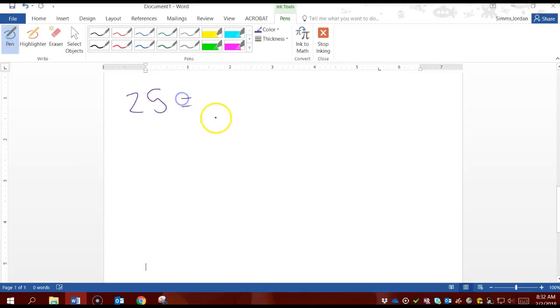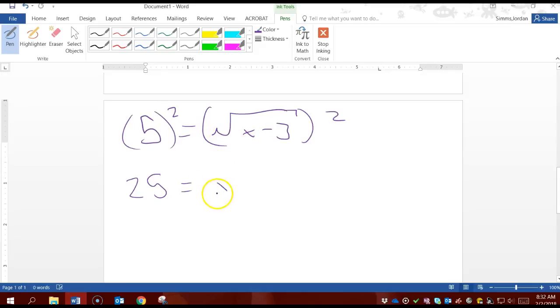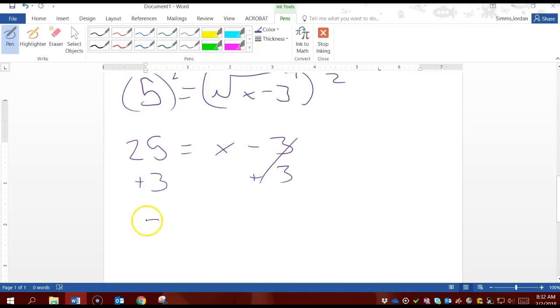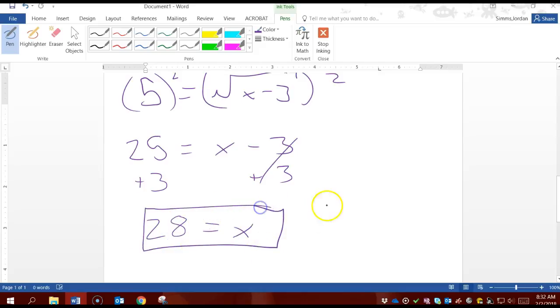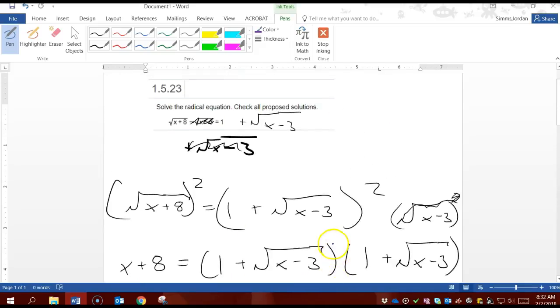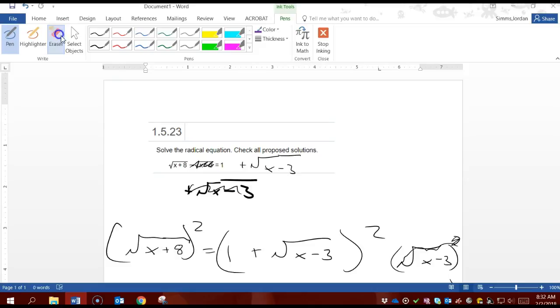5 squared is 25, and that's going to equal x minus 3. And then we'll just do some straight algebra from here, and we'll solve for x. So I'm going to add 3 to both sides and get x by itself. 28 equals x. Okay, so that's cool, but remember we have to go back and check our solutions now. So if we're saying x is 28, we've got to go way back up here.